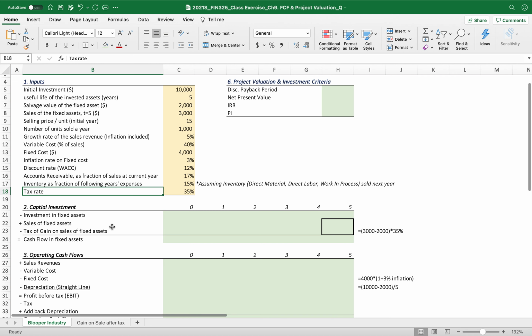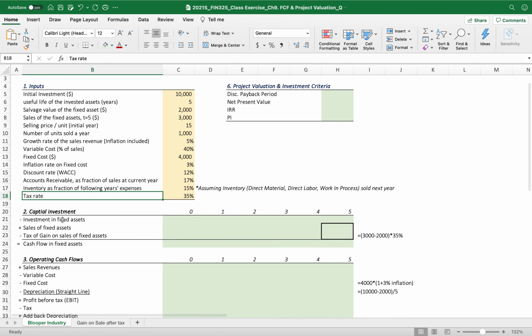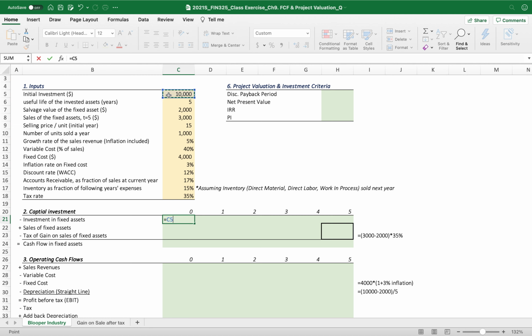Okay. So let's go from this capital investment first. How to get this capital investment? Now, the investment in the fixed asset is $10,000, right? So we put this $10,000. Don't put the hard number here. Instead, we have to put an equal sign, and then we link from this input. By doing so, when we change this, the initial investment is automatically changed in this model. Okay, so please don't put the hard number there in your projection. That is a minus point of the project.